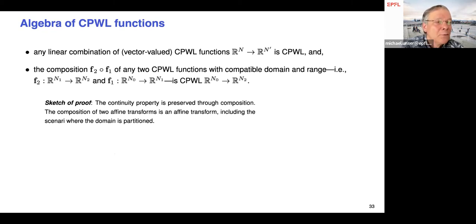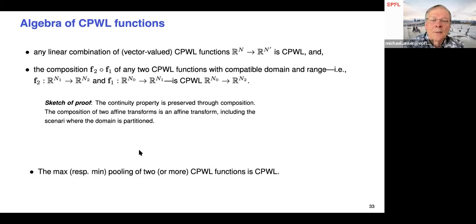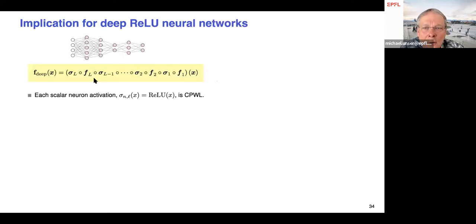It's actually relatively easy to show because continuity is a property that is preserved through composition. And affine is also a property that's preserved through composition. So if you put the two things together, you get the result. And if you do max or min pooling, that also preserves continuous piecewise linear. So what are the implications for neural networks?